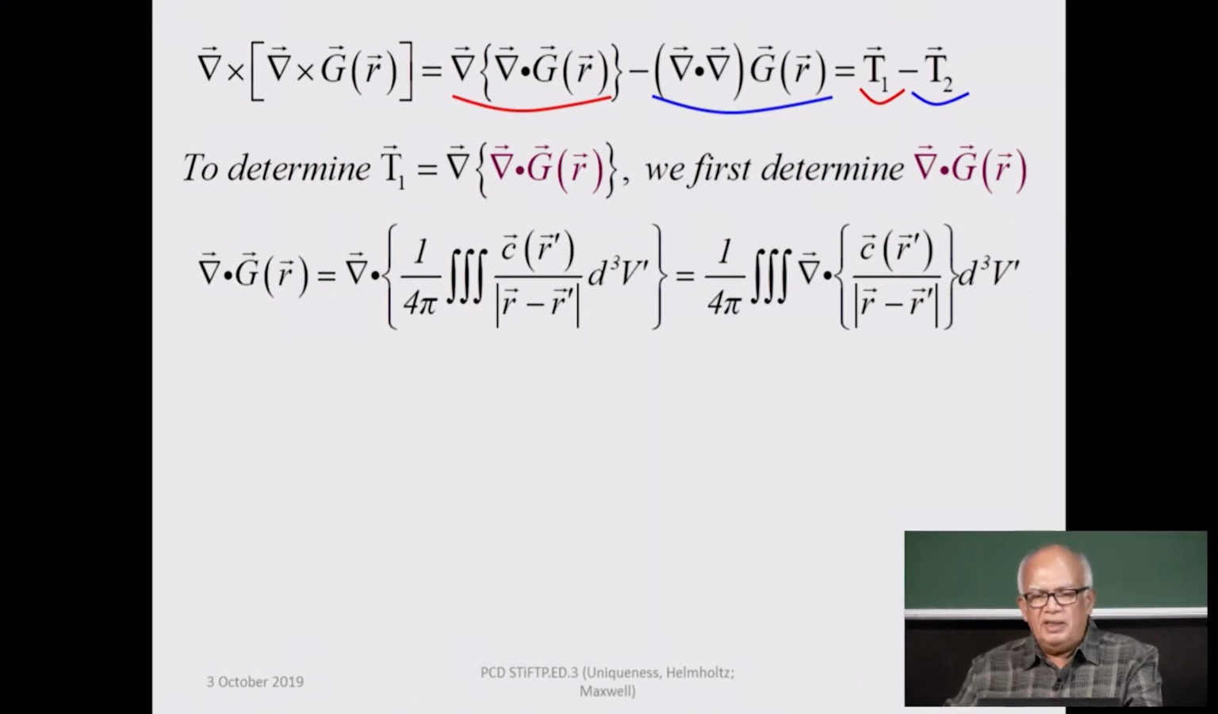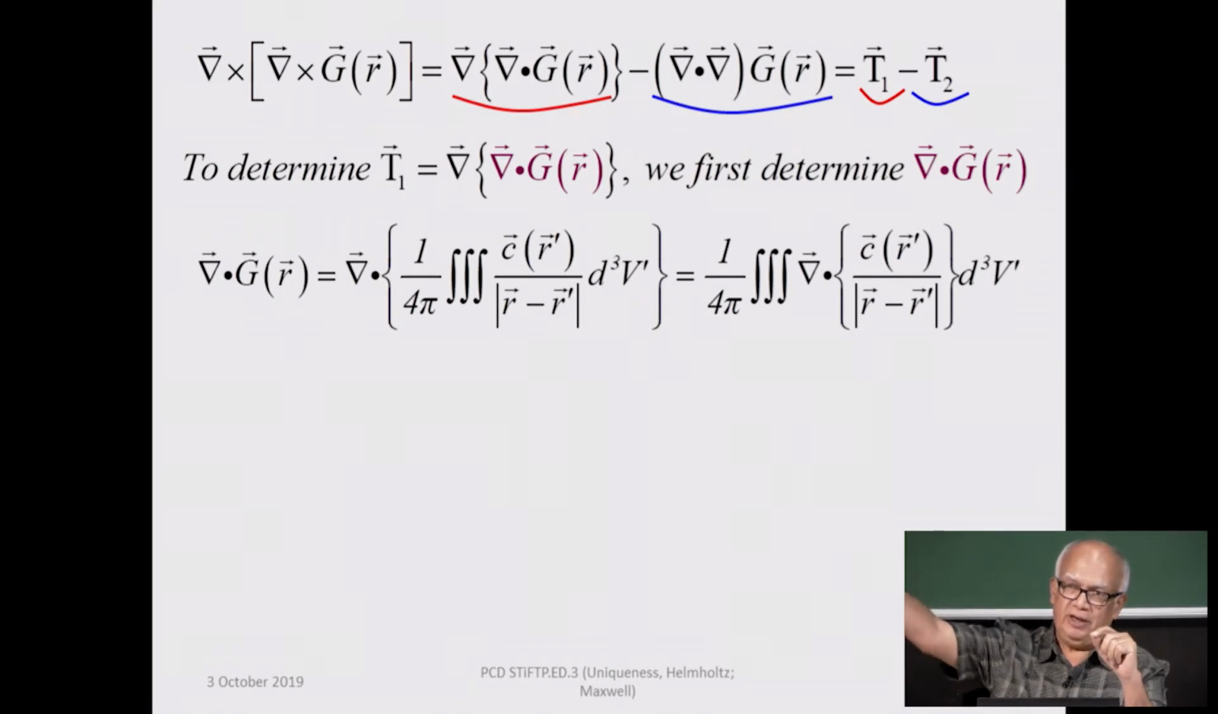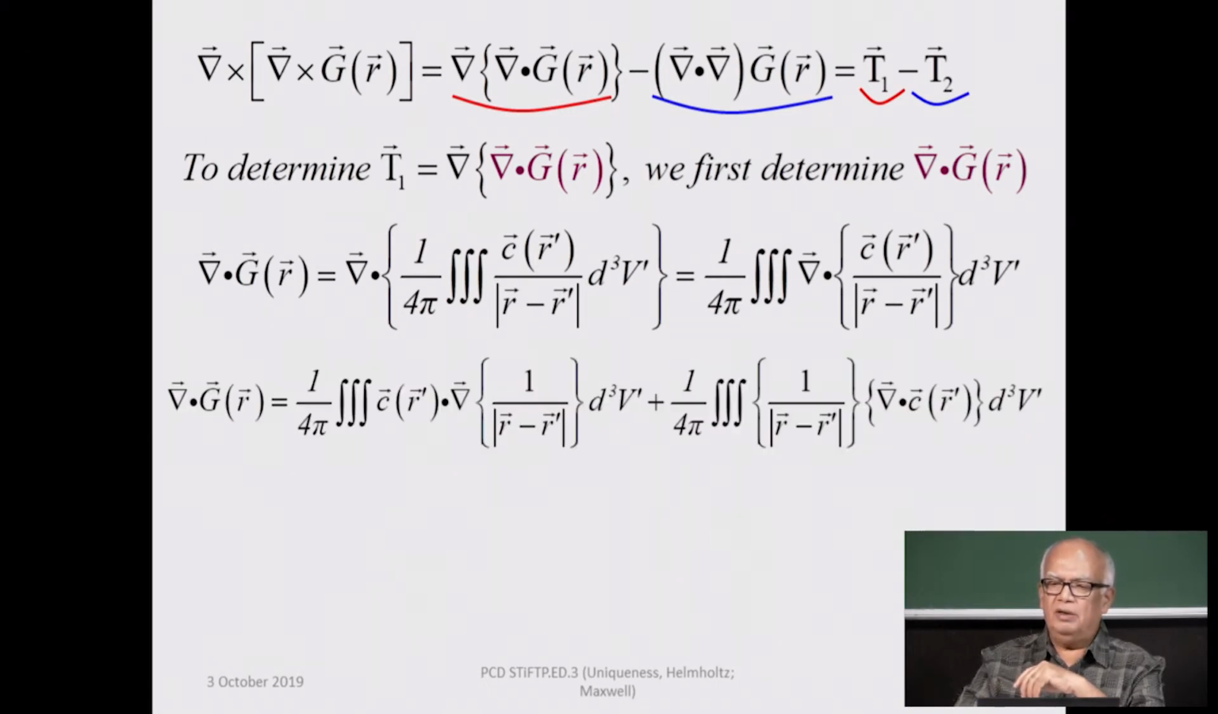So, we determine the divergence of G first, and the divergence of G involves the divergence of the integral, which is integration over the source, which is the primed variables. The differentials in the divergence operator are derivative operators with respect to the field point out there. So, these two are independent. So, you move the divergence in, and now you have the divergence of C r prime over r minus r prime. So, you separate out the terms, okay, right.